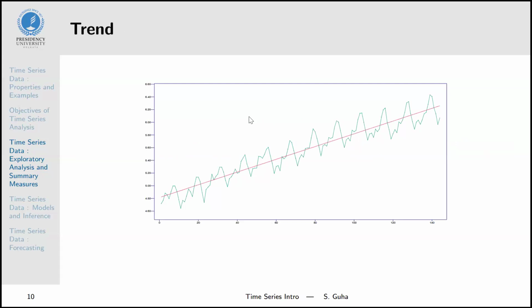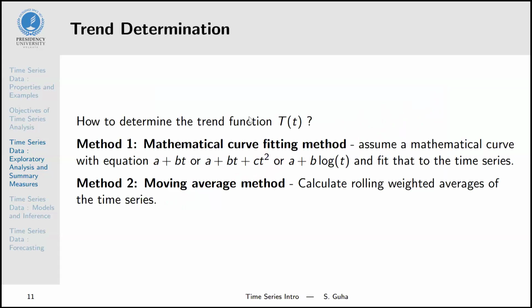Of course you can use software. We'll see that in the next class, how to use software to get the a value and the b value. So firstly, you have to decide the form of the trend curve. That decision you have to take yourself. Then in the next step, you determine the values of the unknown coefficients. That part can be done using software.